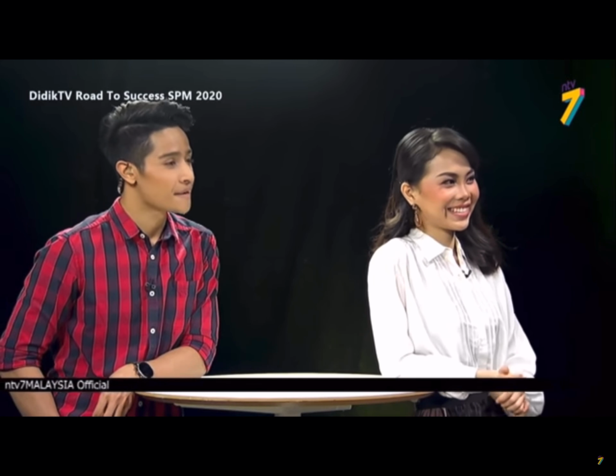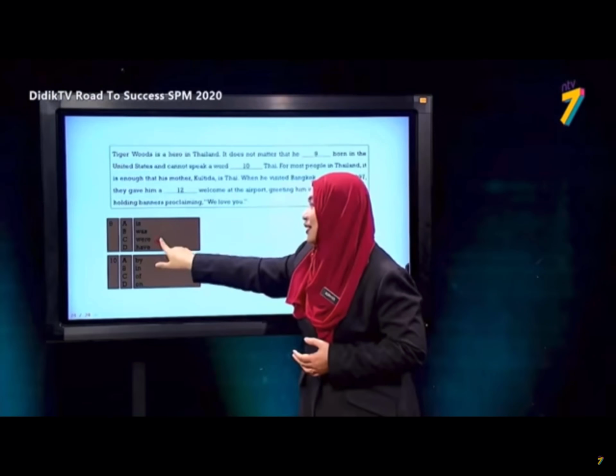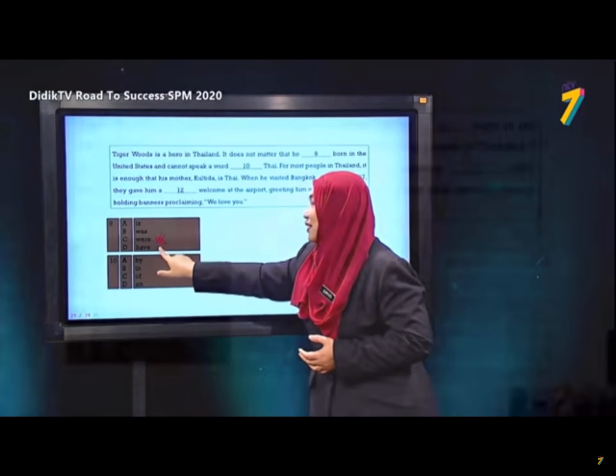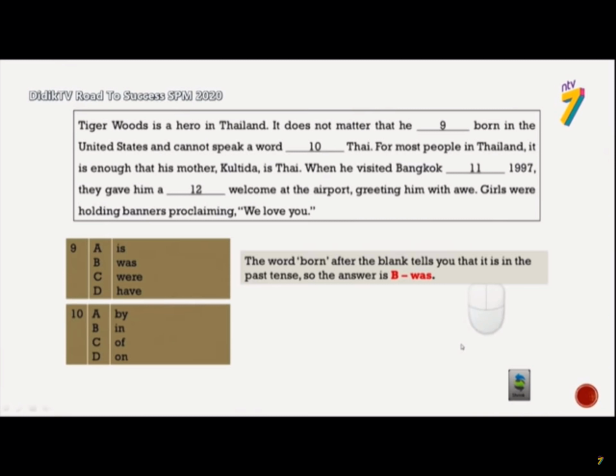Why is it was? Why is it not is? Because it tells that Tiger Woods was born in the United States. So clue number 2 is because this is singular. So definitely C is wrong. Have is also wrong. So the answer is was. Very good, Afiq.